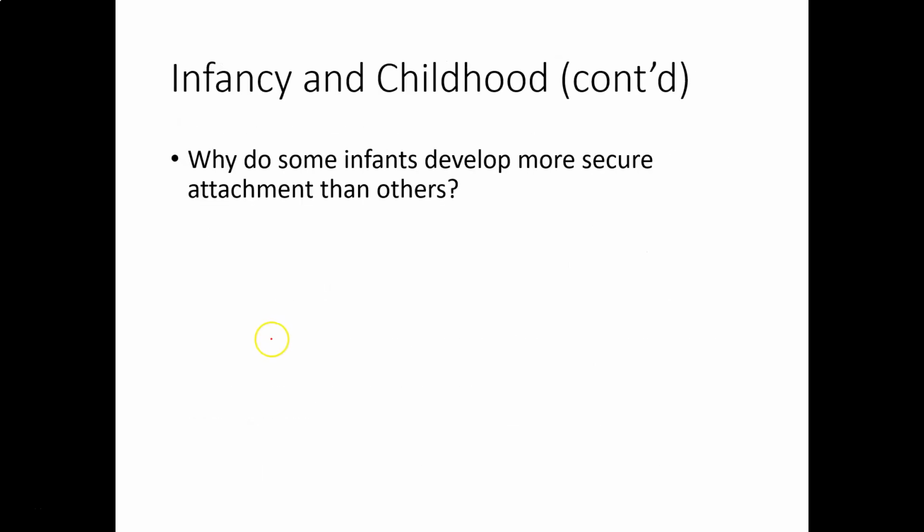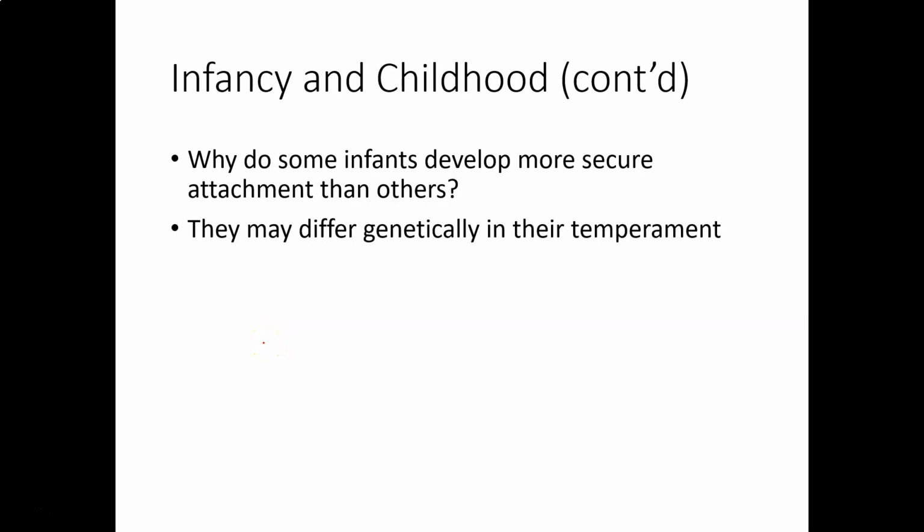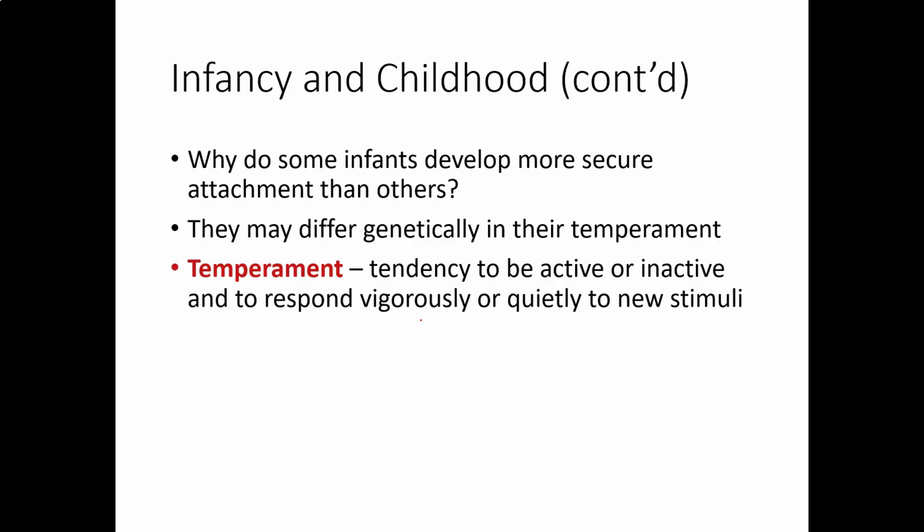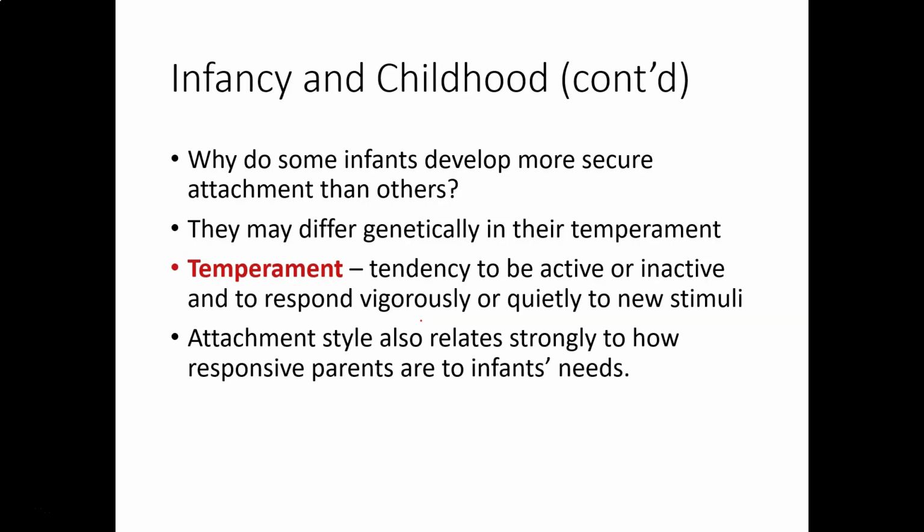So you might wonder, why do some infants develop secure attachment compared to others? It seems to be largely genetic in their temperament, which is kind of like a precursor for personality. Temperament refers to an infant's personality because they haven't completely formed a personality yet, but it's their demeanor and how they are. That's largely dictated by genetics, and so these differences in temperament is what determines the kind of attachment style the child has.